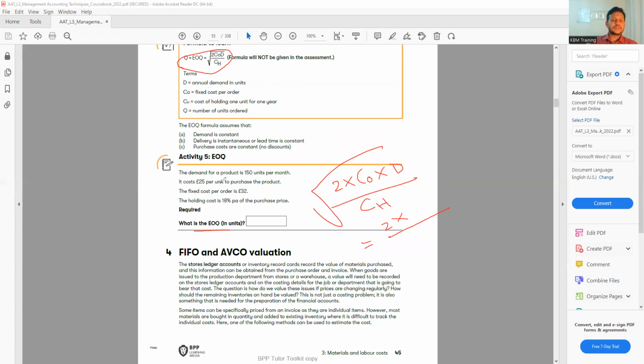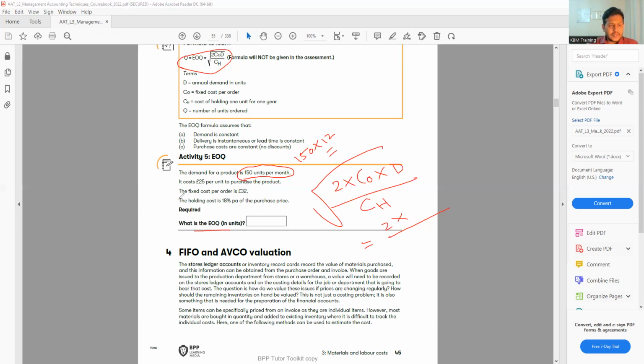Let's read this question. It says the demand for a product is 150 units per month. You see that? The demand is 150 per month, but the formula always says we have to find the demand for the whole year. So you have to multiply by 12, 150 times 12, because we need to find the yearly demand. Remember that. That will give us the yearly demand.